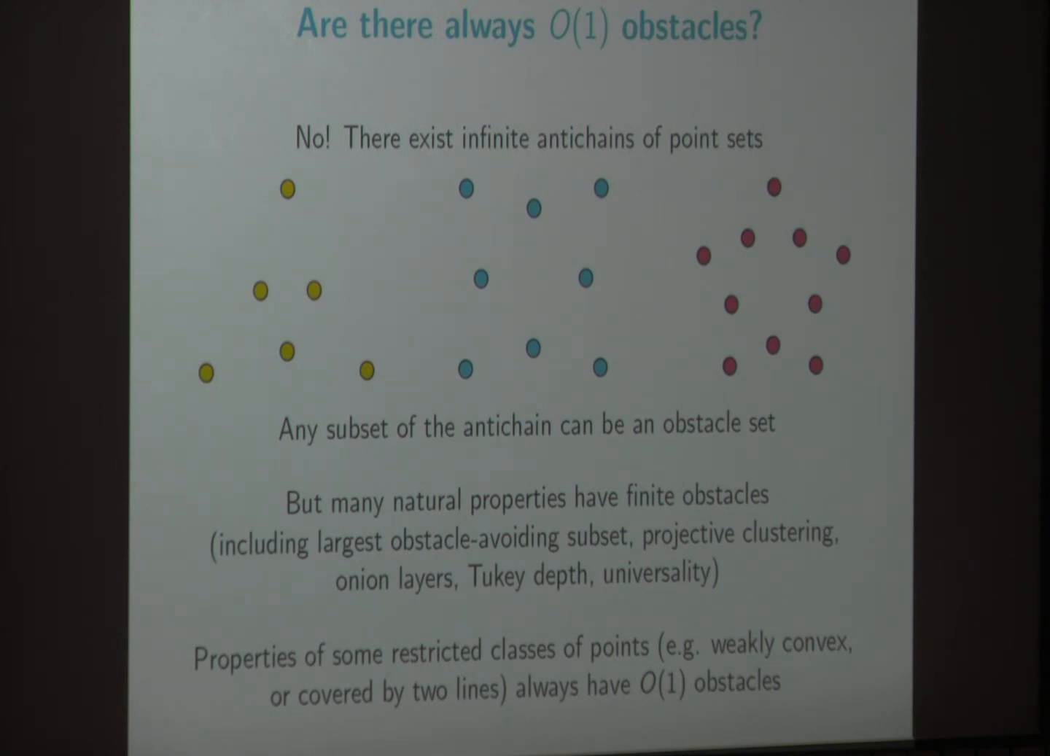The diagram here shows the first three in an infinite family of point sets, none of which is a subset of the others. So there exist infinite, incomparable sets of point sets, and any infinite or finite subset of this infinite family can be the set of obstacles for something. But then it's interesting to determine for each of these monotone parameters whether they do or do not have finitely many obstacles.